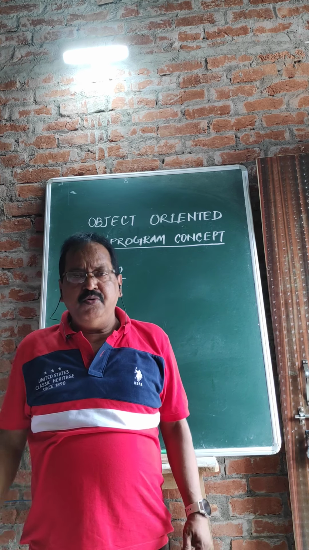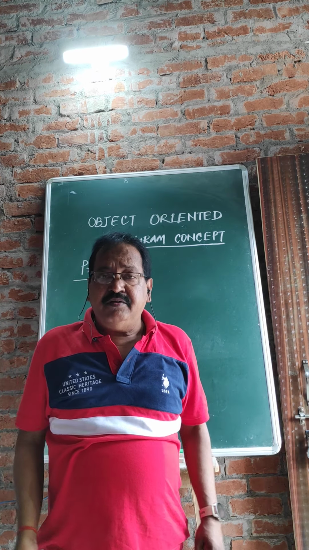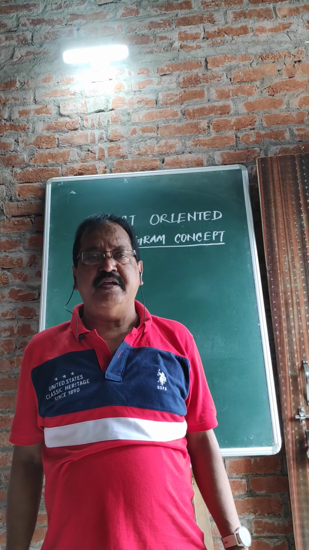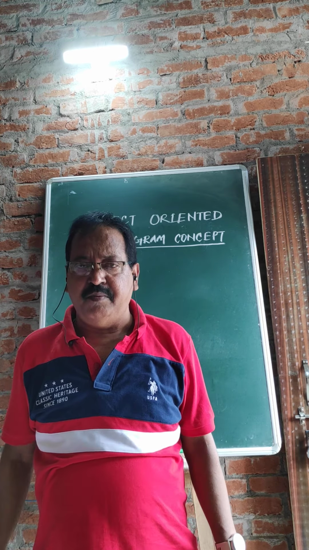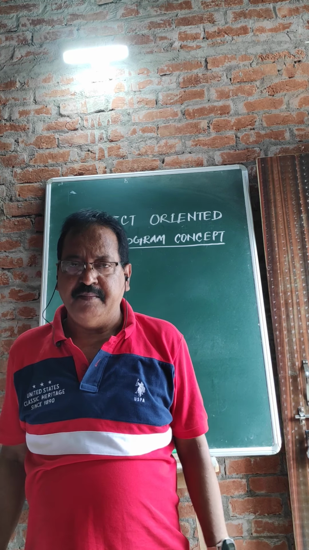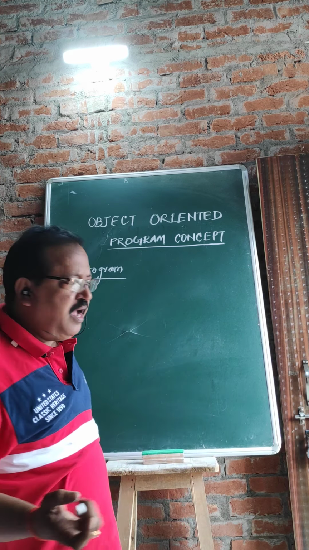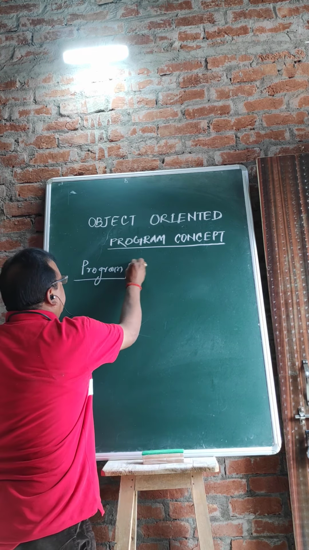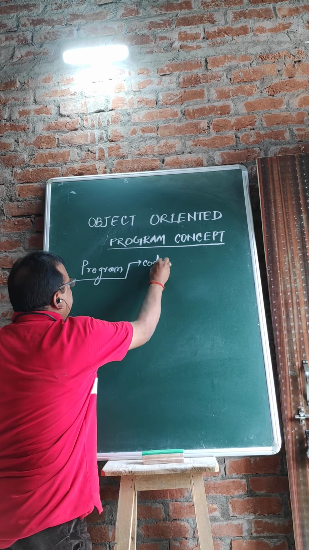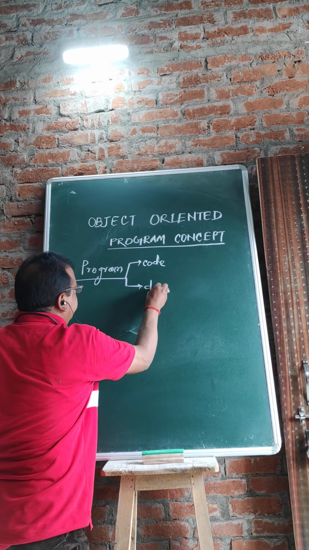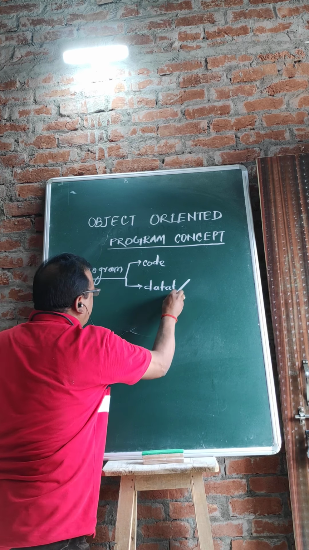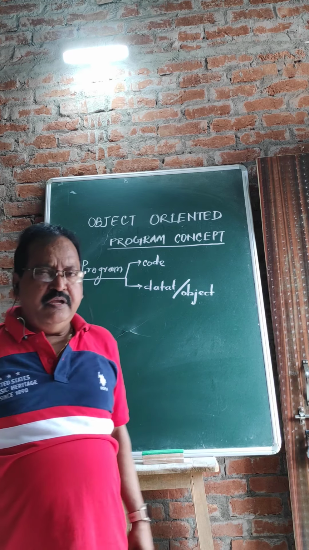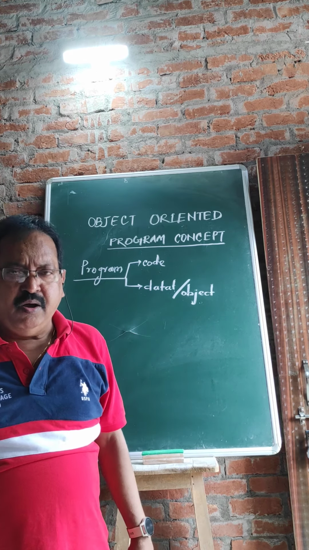Students, as you know already, the statements or a group of statements in any programming language to solve a specific problem is called a program. Now, a program has two parts. It is code and data or object. Okay, students? So, a program has two parts, code and object.